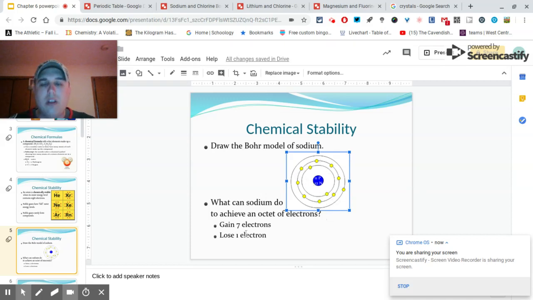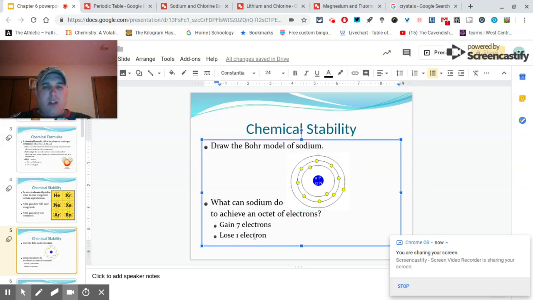Either gain 7, lose 1. Which one seems easier? Well, obviously losing 1. Losing 1 electron seems to be the easier thing to do. It's less to do, so we'll try to lose that 1. Problem is, sodium can't just drop that electron and run away. It's illegal. Can't do that. So what's it going to do?